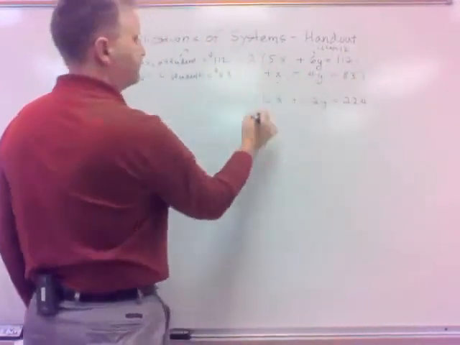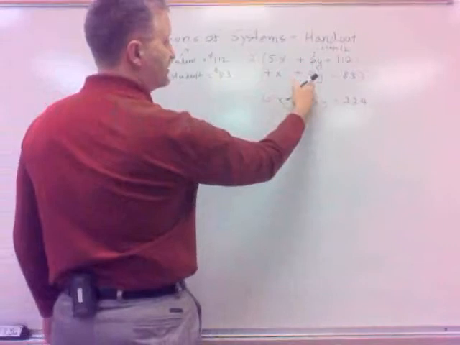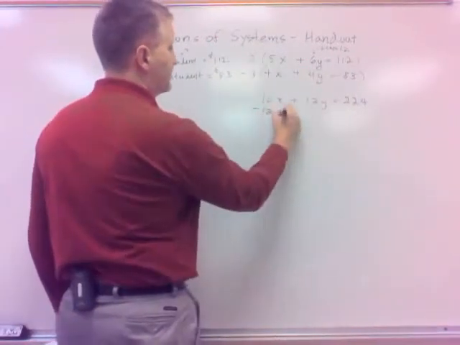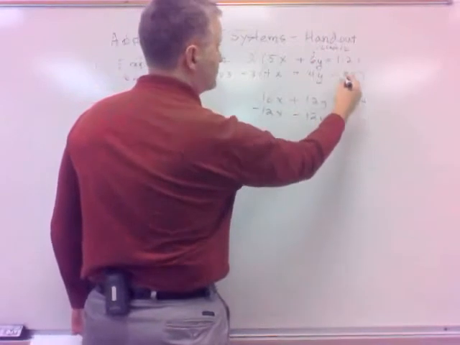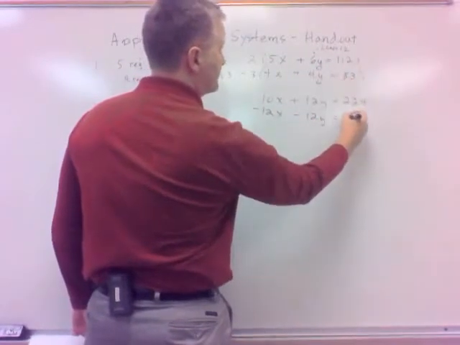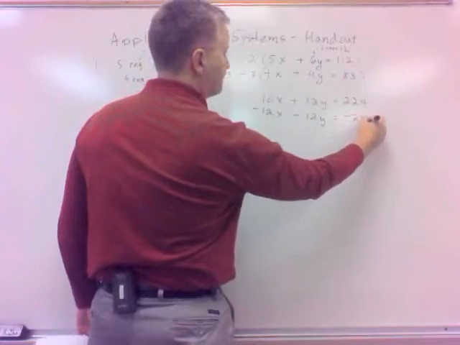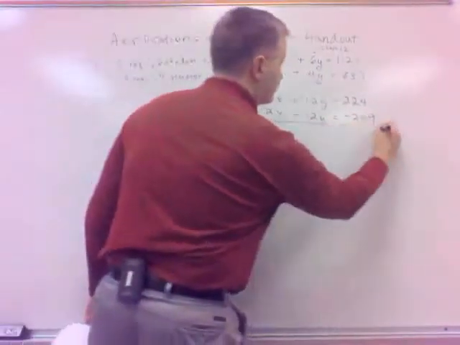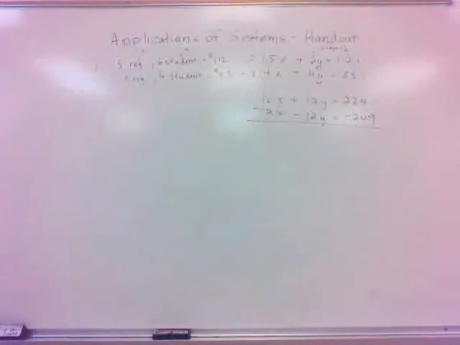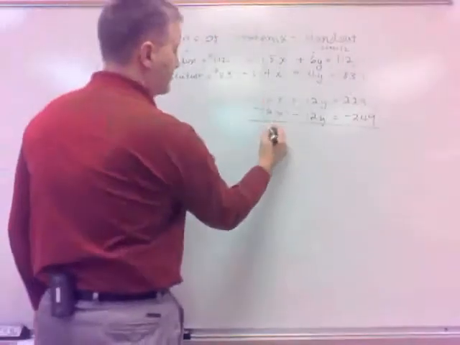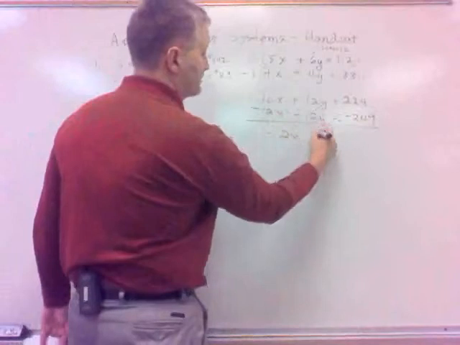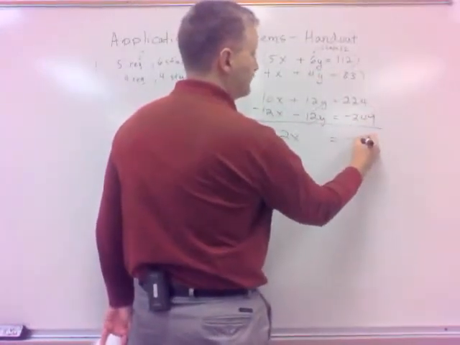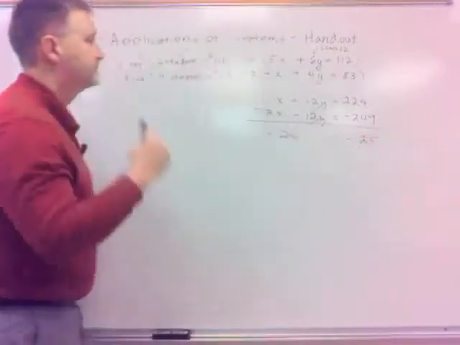And then what about the bottom? I need it to be negative 12, so multiply by negative 3. So it would be negative 12x minus 12y equals negative 3 times 83. Is that negative 249? Does that sound right? All right, so 10x minus 12x is negative 2x. The y's eliminate. 224 minus 249 is negative 25, I believe.